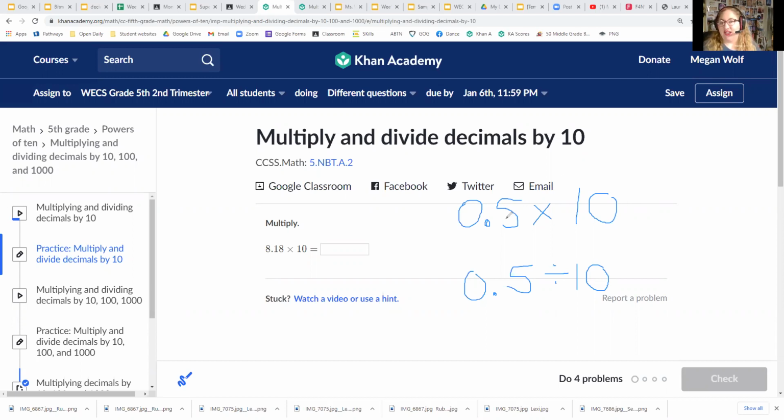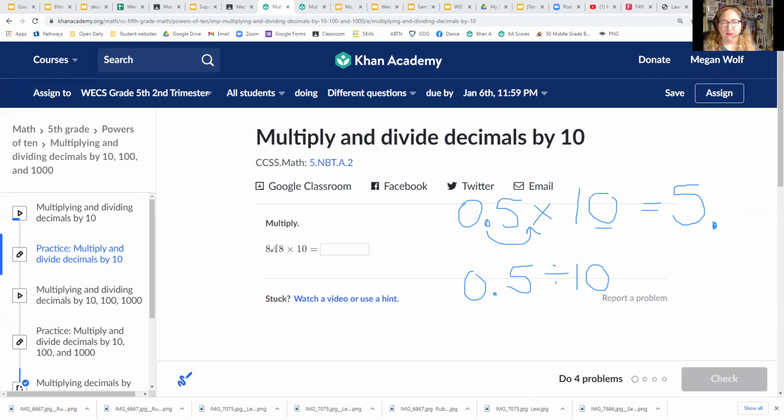So 5 tenths times 10, the 5 is going to move from the tenths place to the ones place and become 5 ones. And you can do this by moving the decimal one place to the right. The decimal went from here to here. We don't really need that decimal, but we could put it there. And it is now 10 times bigger. So you move the decimal one spot to the right because there's 1 zero.